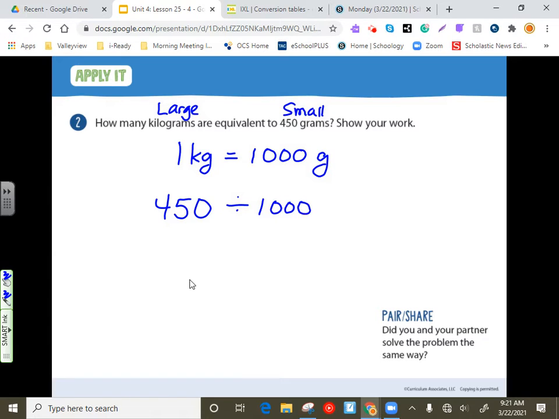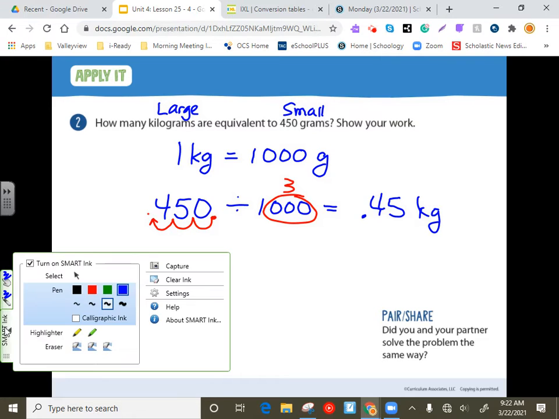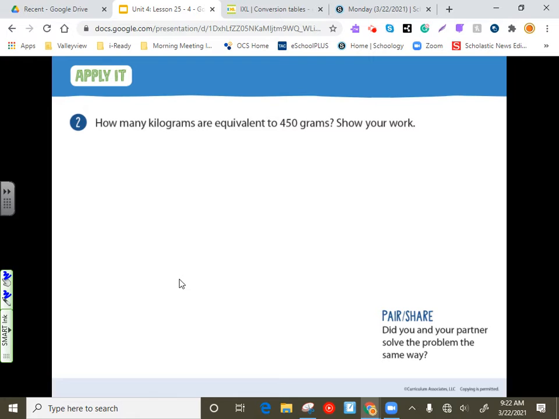And this is very, very similar to our warm-up, by the way. And for this, we're going to move our decimal 3 spots. 1, 2, 3. And our answer is 0.45 kilograms. Again, very similar to that opening question, and it makes sense for that one. Okay, let's look at the next one.